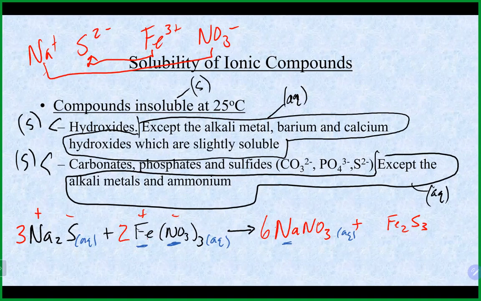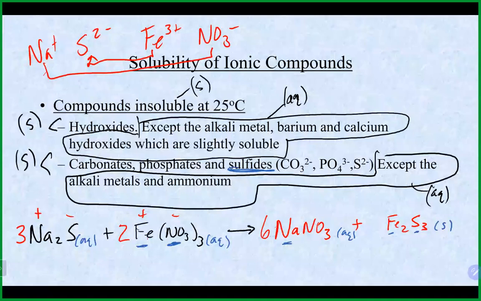Coming over here, again, I may not be able to see iron, but I do see sulfides, which are insoluble except for anything group 1, which is not the case here, right? Or any ammonium, which is not the case, which means this guy would be a solid in this case. So that is how you could use your solubility rules to figure out what is a solid, what is aqueous.